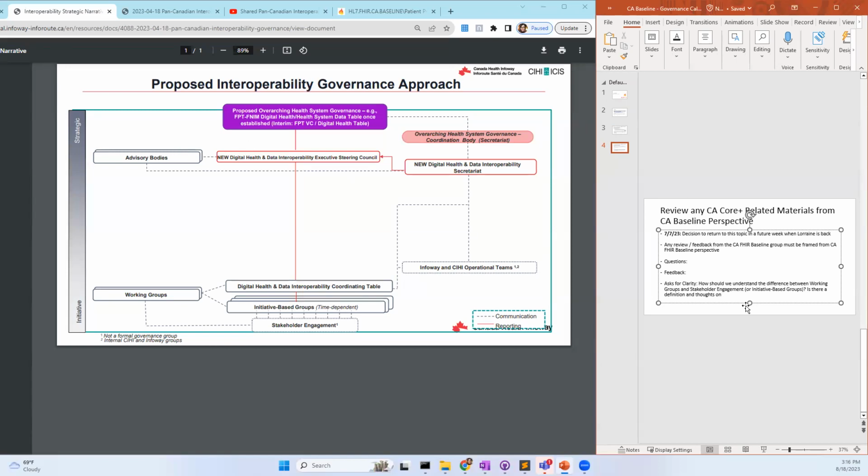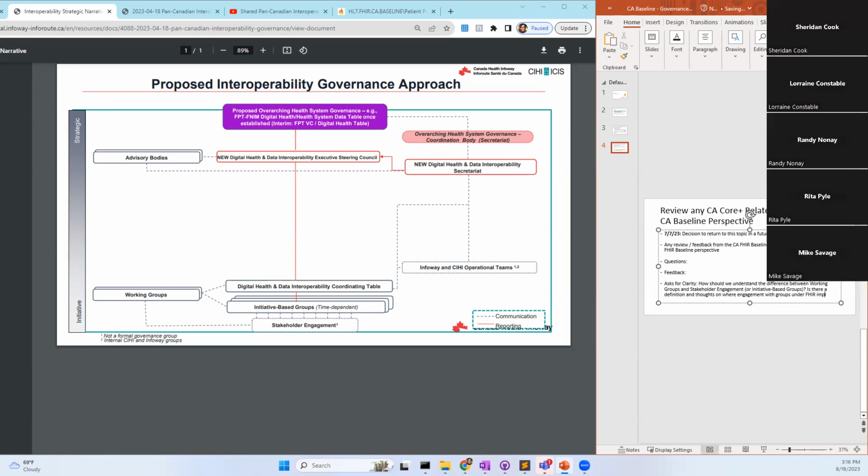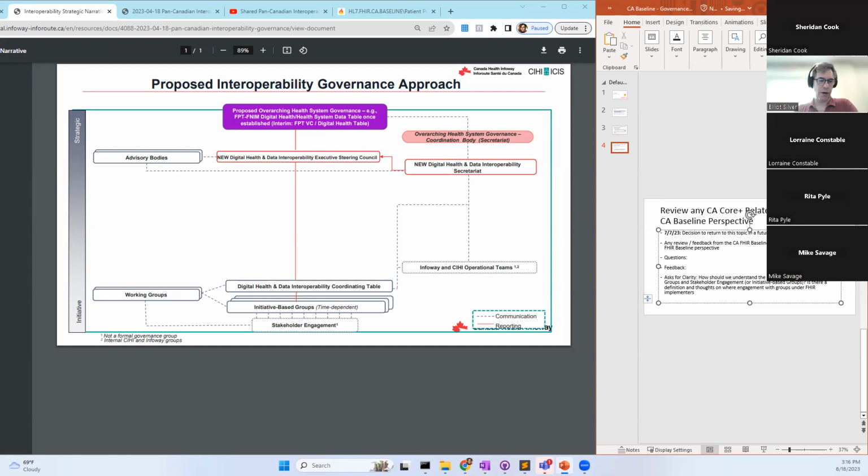Agree. We're someplace down on the bottom. Is that how others are seeing this as well? I would agree. We are somewhere down at the bottom. Where, I'm not sure, but I don't think we're working groups. I don't know that we're initiative-based groups either, because that sounds like something they kick off for a particular purpose. I think we're stakeholder.